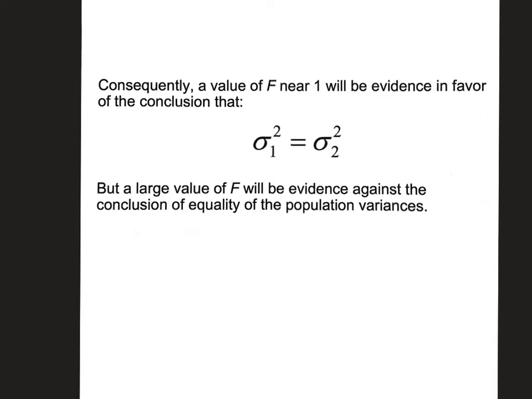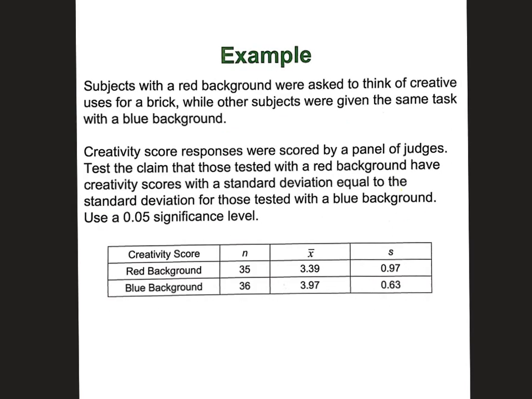Consequently, if we get an F stat that's near 1, it'll be evidence in favor of our null hypothesis that the two variances of the populations are equal to each other. However, a large value of F will be evidence against the fact that they're equal and probably lead to rejecting the H0. All right, let's do one example and we're going to be done.